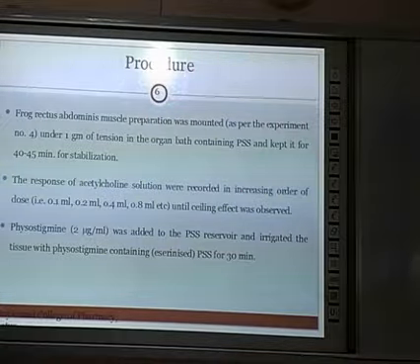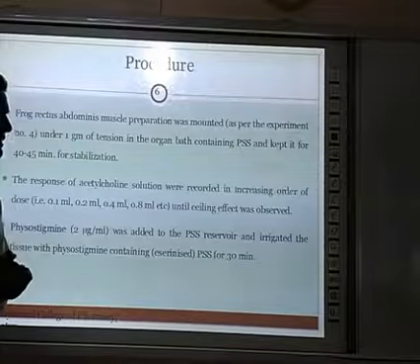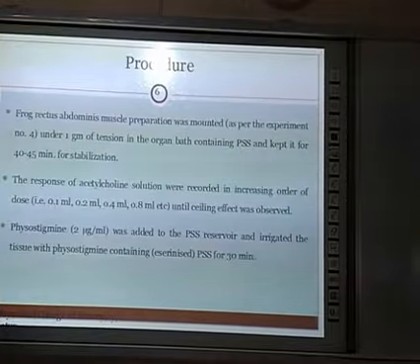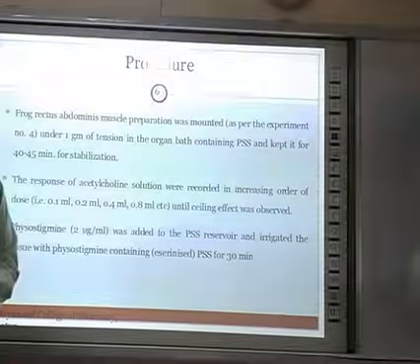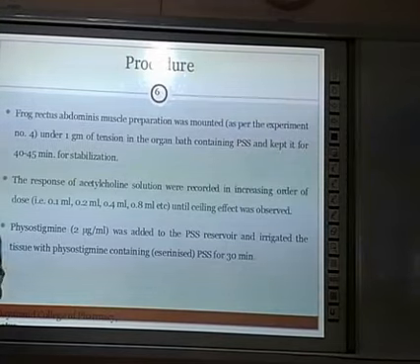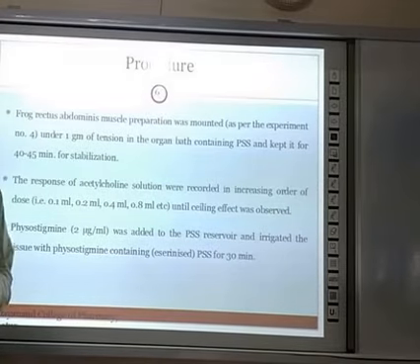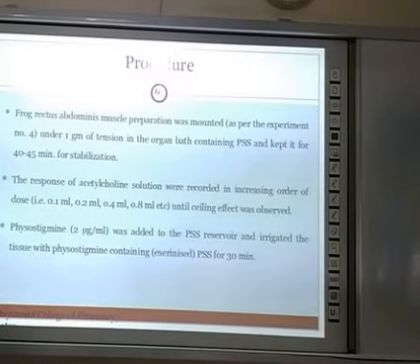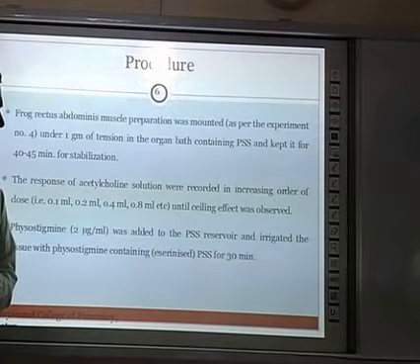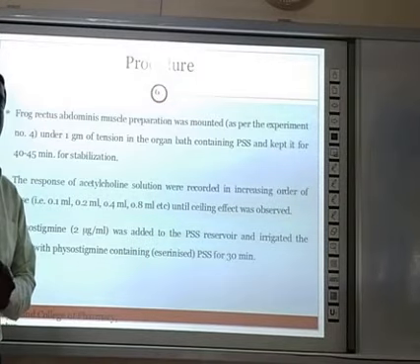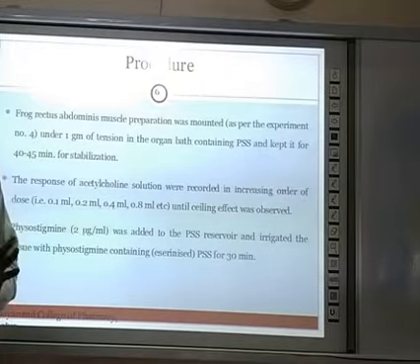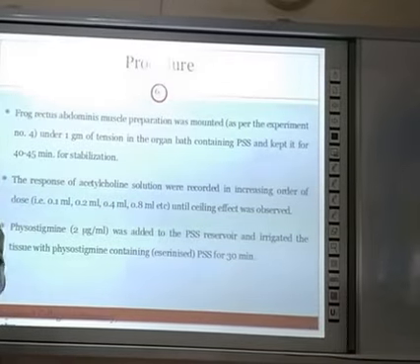After that, we added physostigmine in the PSS reservoir and irrigated the tissue with eserinized PSS for 30 minutes. After addition of physostigmine, we have to irrigate the isolated tissue preparation with eserinized physiological salt solution for 30 minutes.